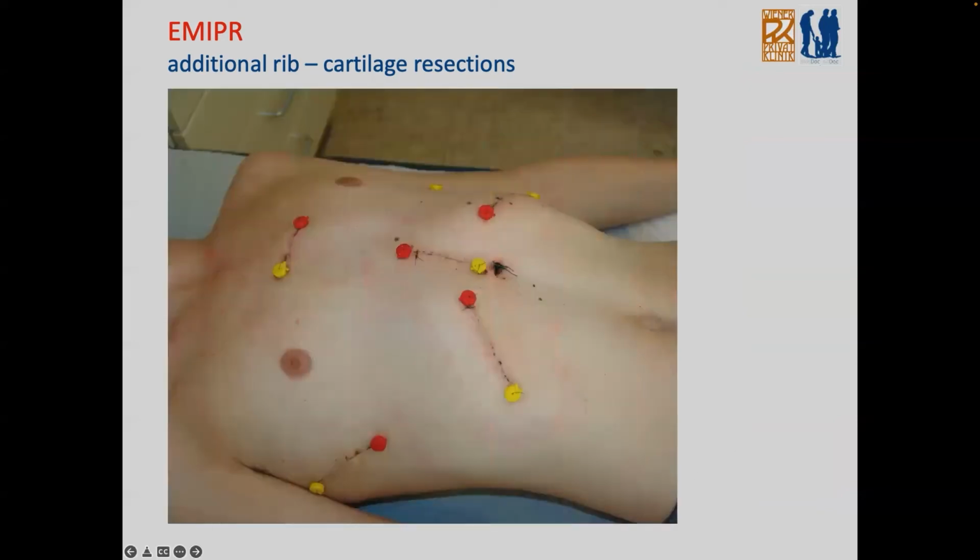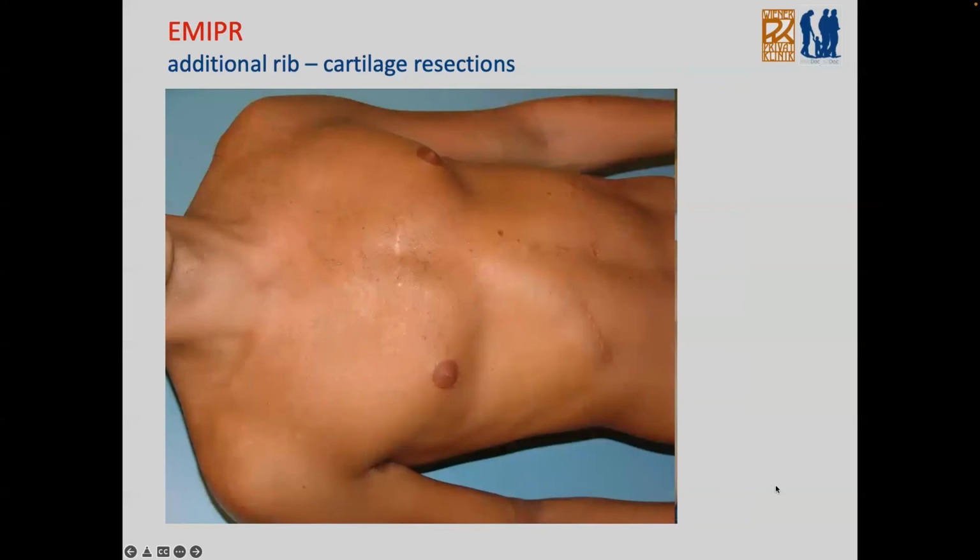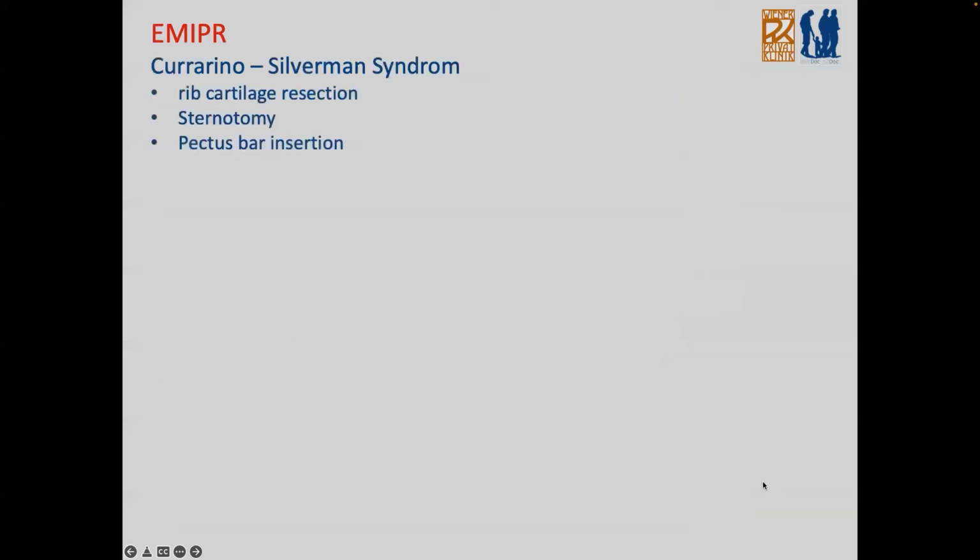Here, a total correction was performed via 6 accesses, 1, 2, 3, 4, 5, 6, in one operation. Correction of the funnel chest and also correcting the protruding ribs, modulation of the ribs. This was the final result after visiting a fitness club permanently.